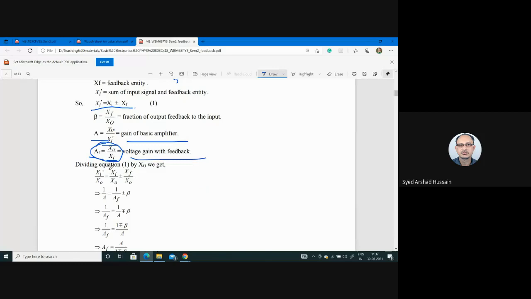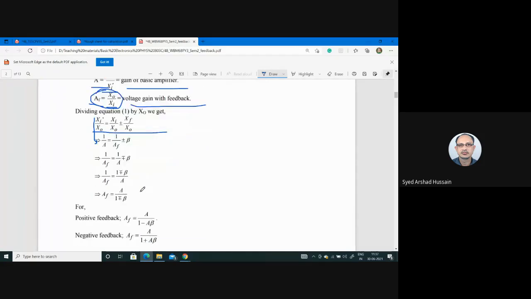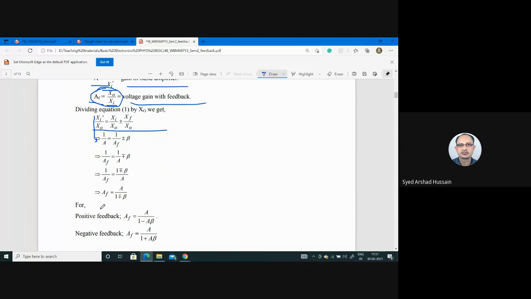Okay, so dividing equation 1 by X0, we can write this. Then simply by putting A, and 1 by AF is equal to 1 by A plus minus beta, we can do some simple mathematics and have AF is equal to A divided by 1 minus plus beta. Initially we started with plus minus beta. So that means for plus we have minus. For positive feedback, AF is equal to A divided by 1 minus A beta. That is, gain increases.